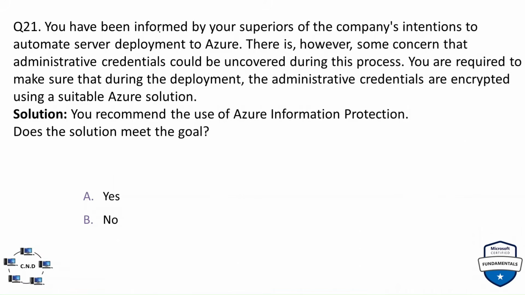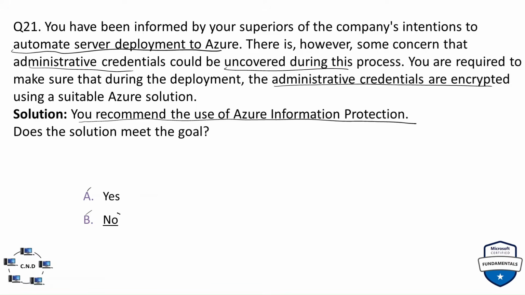Question number 21 is that you have been informed by your supervisors of the company's intentions to automate server deployment to Azure. There is, however, some concern that administrative credentials could be uncovered during this process. You are required to make sure that during the deployment, the administrative credentials are encrypted using a suitable Azure solution. The solution: you recommend the use of Azure Information Protection. Does the solution meet the goal? Options are again yes or no. And the correct option is no.